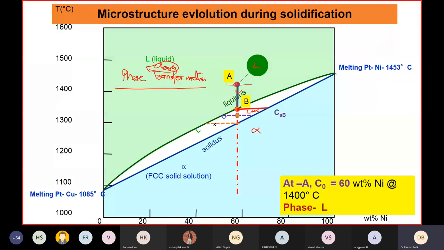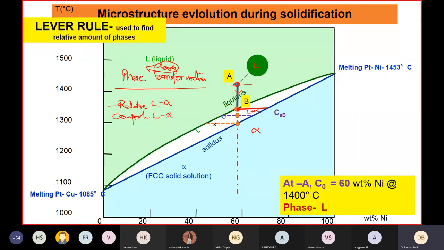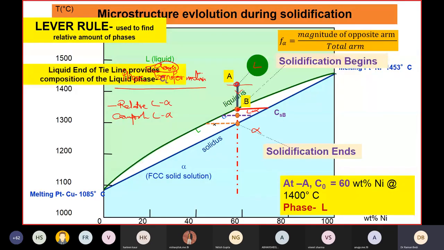We have already seen that during solidification, both the composition and the relative amounts are changing. The relative amount of L and alpha is changing, and the composition of L and alpha is also changing. We have seen it already. You can use the lever rule to find out the relative amount of phases here. This is how you do that.